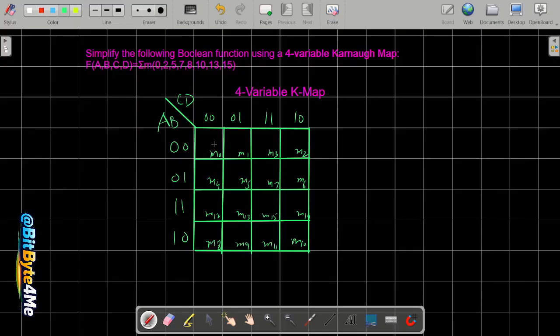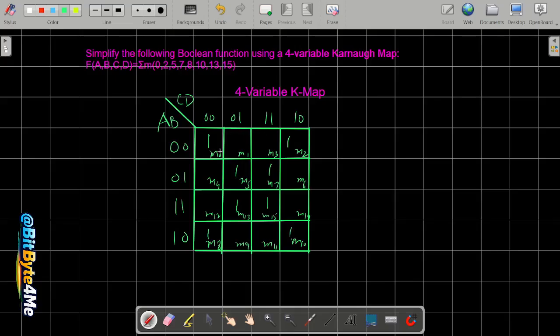So the values are: for 0 we will put 1 here. For 2 we will put 1 here. For 5 and 7, for 8, 10, 13, and 15. 15 is this. So we have 1 here, here, here, here, here.